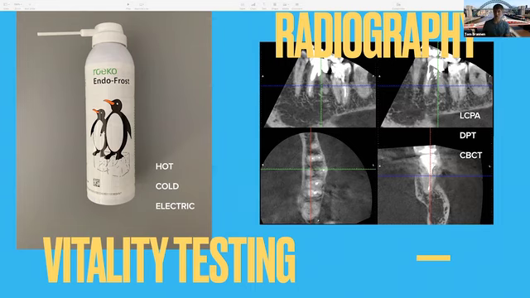So being able to take a cone beam scan really improves the ability to see some of these things. And it's not just for cases of retreatments.